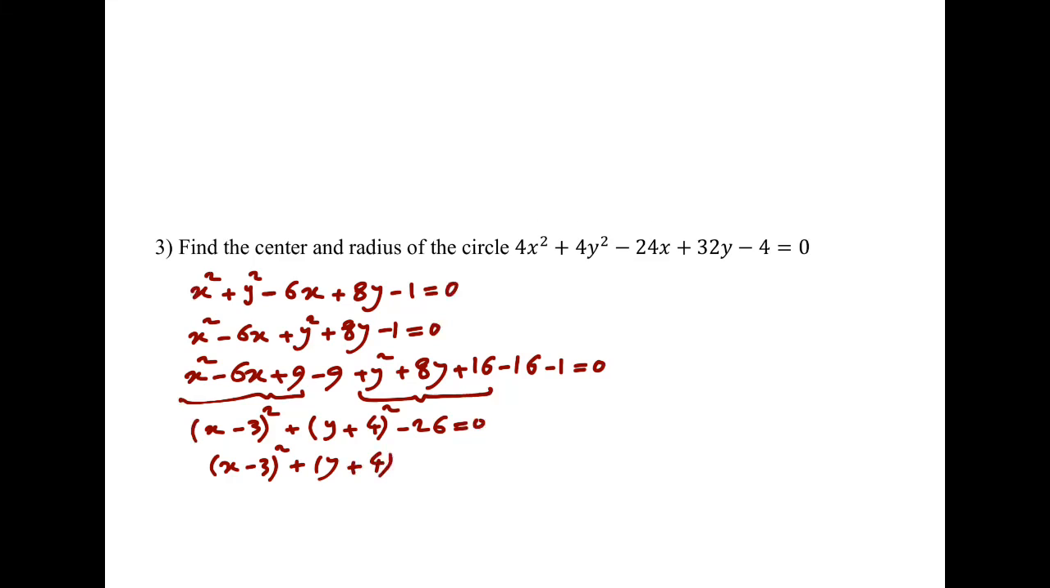(y plus 4) squared equals 26. And that's it. This is the general equation of the circle. So the center is (3, -4). And what's the radius? Well, the radius will be root 26. And that's it.